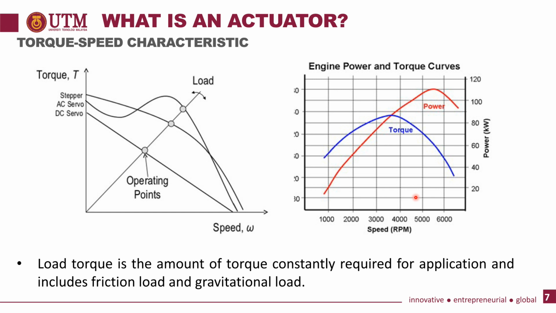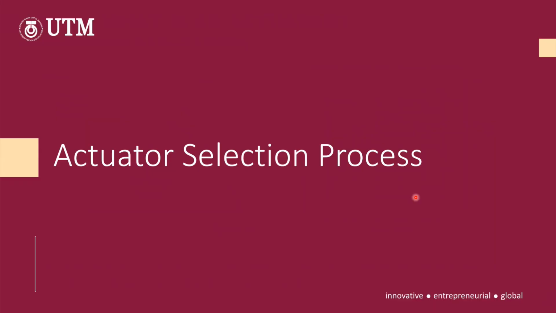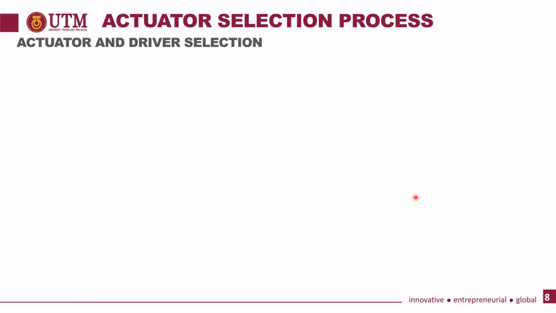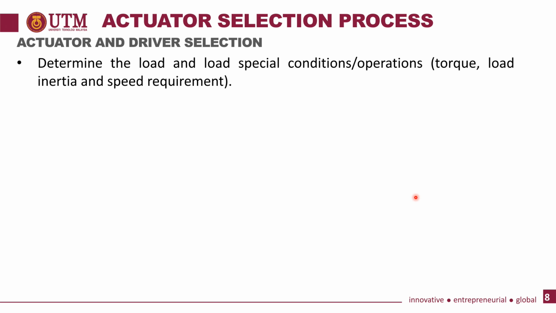All right, next, let's take a look at the actuator selection process. How do you select an actuator? What are the criteria when you are selecting an actuator for your application? Actuator and driver selection: determine the load and load special condition or operation, torque, load inertia, and special requirements.